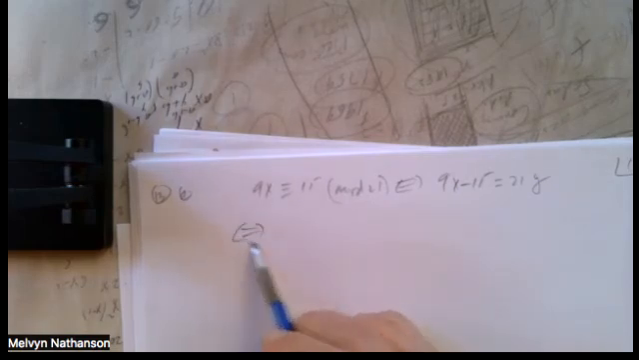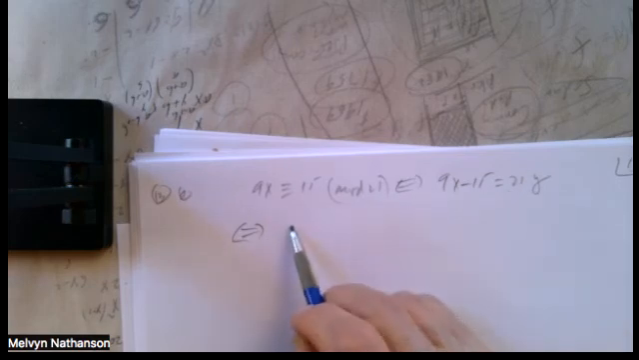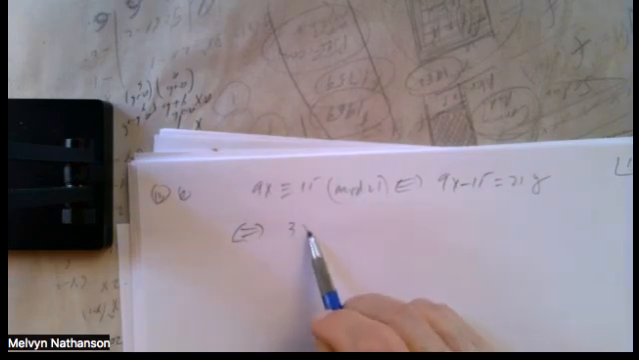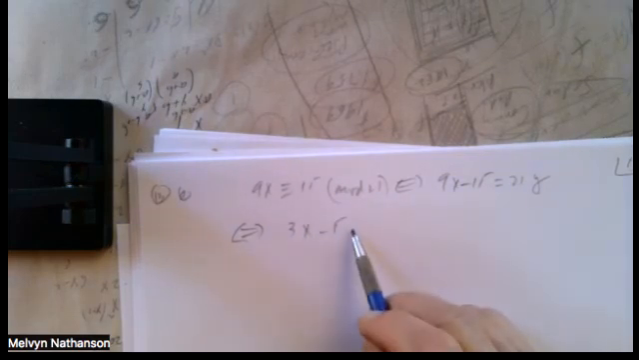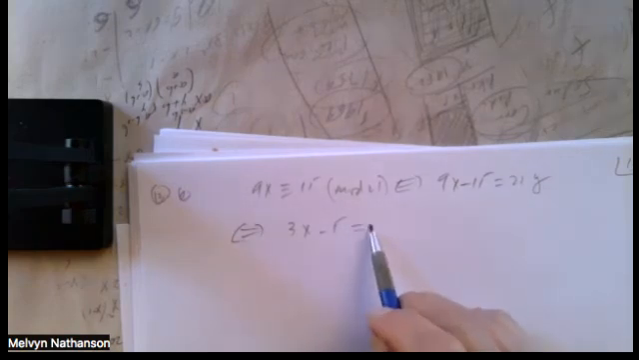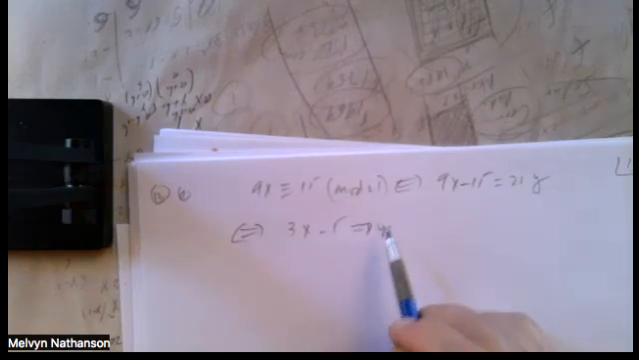Of course, we're looking for integer solutions, so I can divide this by 3. That's the same as saying x and y satisfy 3x minus 5 equals 7y. Well, that holds if and only if 3x is congruent to 5 mod 7. That is, I could just have divided all these numbers by 3.